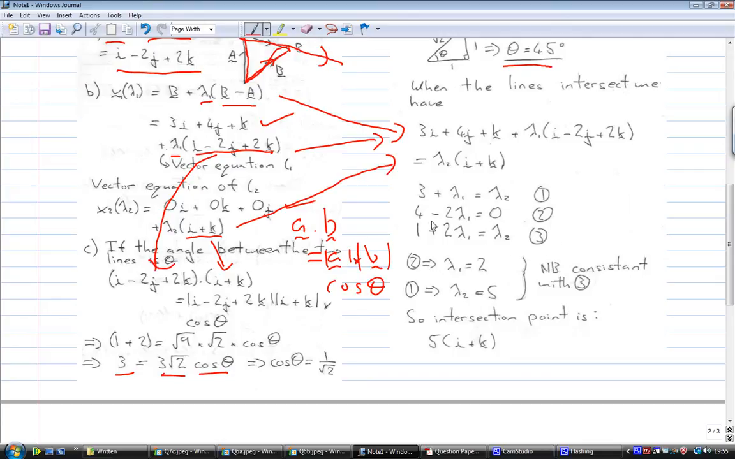You can see that equation 2 is quite a useful one. It's the one we use first because we can straight away say that lambda 1 equals 2. If I substitute that back into 1, lambda 1 is 2, and I can clearly see that lambda 2 is 5. If you substitute those into 3, you'll see it's consistent, so we're all okay. I think it's easiest to use this line with lambda 2 equals 5, because you don't have to do any adding up really. The intersection point is that.